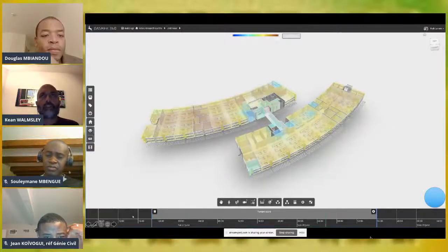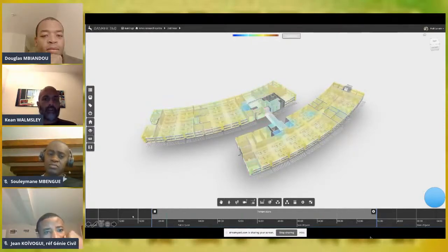The idea was that we would take sensor data, data coming from sensors that have been placed inside buildings to measure things like temperature, humidity, and CO2, and then put that data inside a database, and then find a way to visualize that in 3D to really help people understand what's happening inside their buildings.